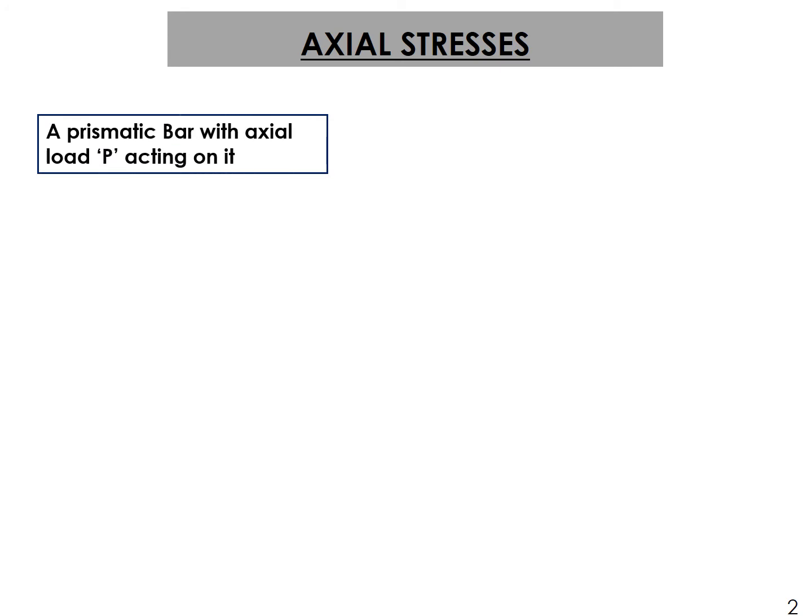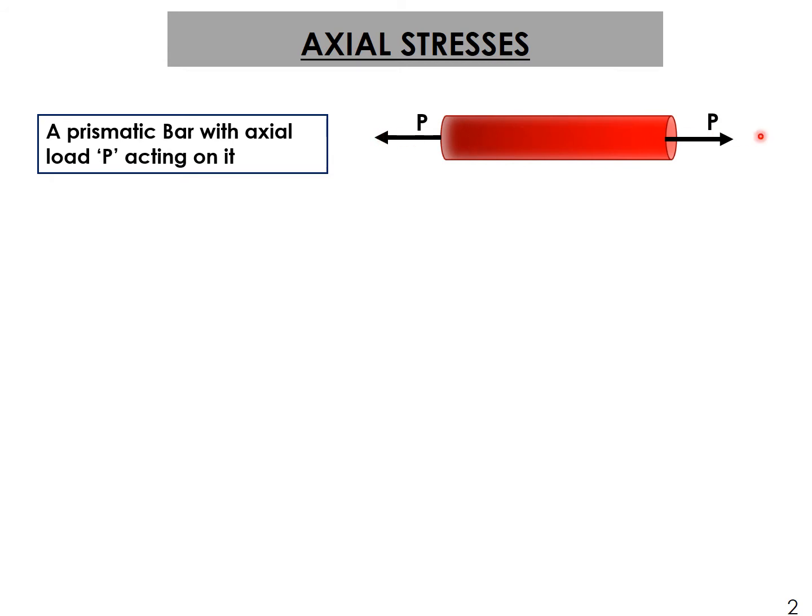So whenever a body is subjected to some sort of load, the body will resist in the form of stresses. So let's take an example. We will take a prismatic bar with an axial load acting on it. A very basic example. So this is a prismatic bar. Let's suppose we have applied two loads. This load P is the load applied along the axis of the body. So this is the axis of the body, and along the axis we have applied a load P.